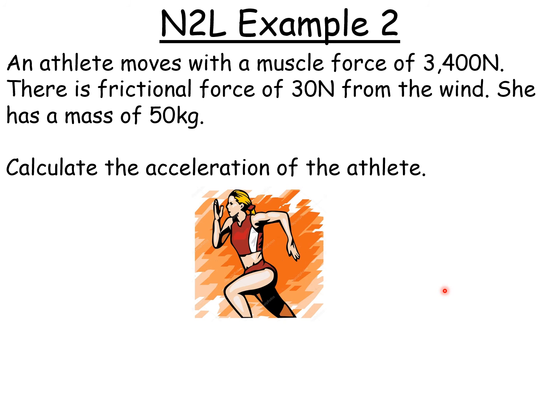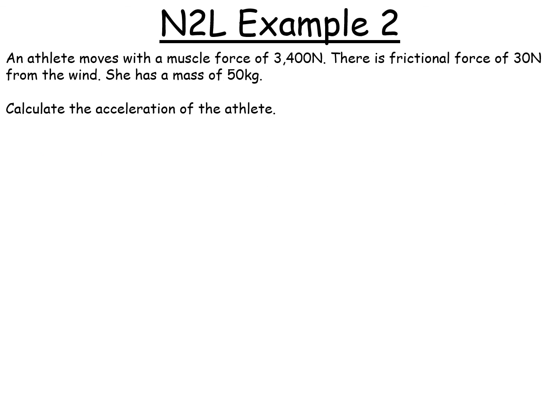Okay, so let's try a second example. Now, if you feel confident, I would recommend you try this yourself. If you're not sure, let's just do this one together. So feel free to pause the video and try it. I'll go over the answer with you on the next slide. So an athlete moves with a muscle force of 3,400 newtons. There's a frictional force of 30 newtons from the wind. She has a mass of 50 kilograms. Calculate the acceleration of the athlete.